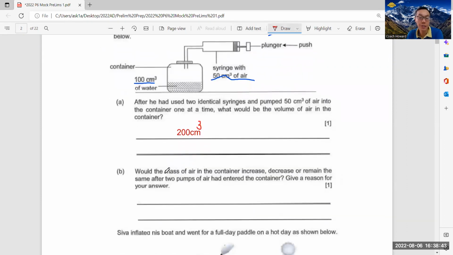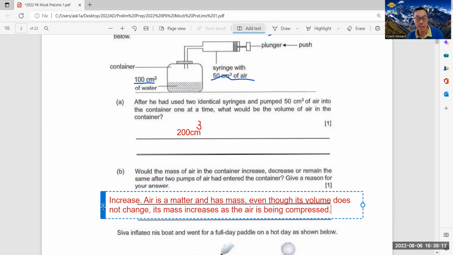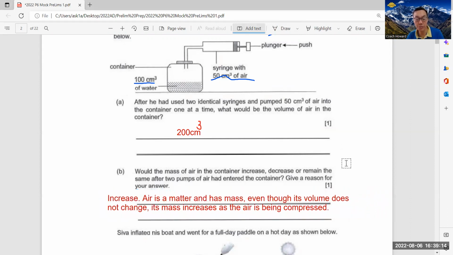Okay, next, would the mass of air in the container increase, decrease, or remain the same after 2 pumps of air had entered the container? In that case, because air can be compressed, and because air is matter, definitely the mass would increase. You must indicate it increased and then give the reason. Increased. Air is matter and has mass, even though its volume does not change. Why does it not change? Because part A remains at 200, right? So its mass increases as air is being compressed.